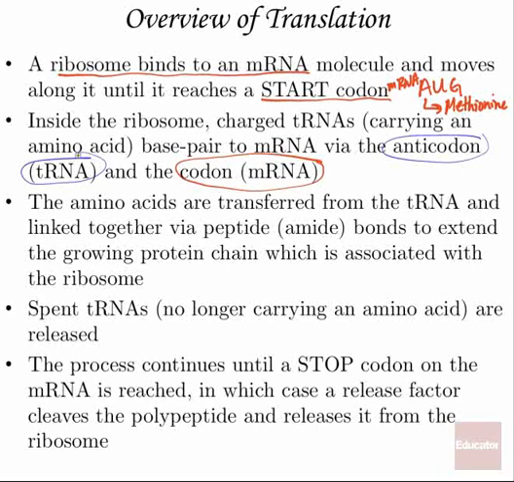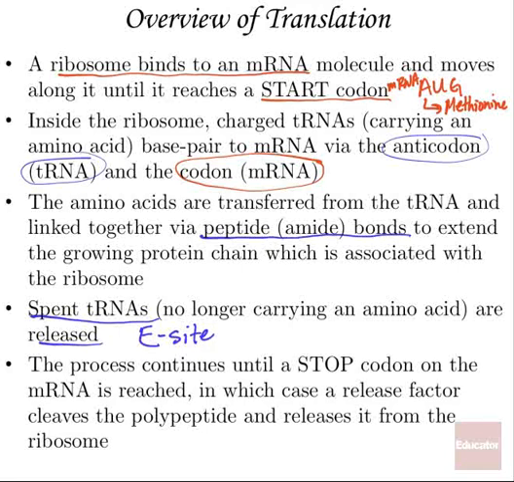Now the next step is we have the amino acids being transferred from the tRNA and being linked to the growing polypeptide chain via a peptide bond, otherwise known as an amide bond. All right? And this growing polypeptide is still being associated with the ribosome itself. Now, spent tRNAs, so tRNAs that no longer have an amino acid because it's already given its amino acid and let it attach to the growing polypeptide chain. These spent tRNAs get released from the ribosome via the E site, or the exit site, and we'll talk about that later.